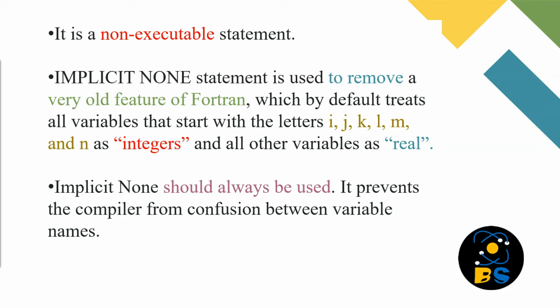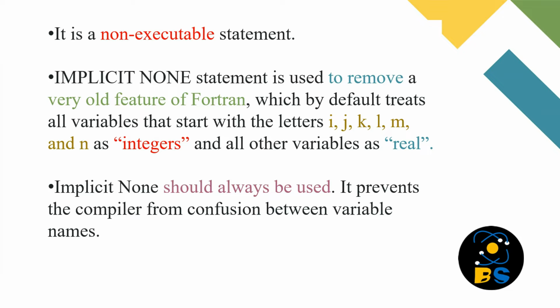First of all, it's a non-executable statement. That means whenever this statement runs, it doesn't show up any execution in the output. Now please pay attention to this second point. It says that the implicit none statement is used to remove a very old feature of Fortran, which by default treats all variables that start with the letters I, J, K, L, M and N as integers and all other variables as real. It means that if you do not use implicit none in your program, then the variables starting with these letters I, J, K, L, M and N will be treated as integers only.